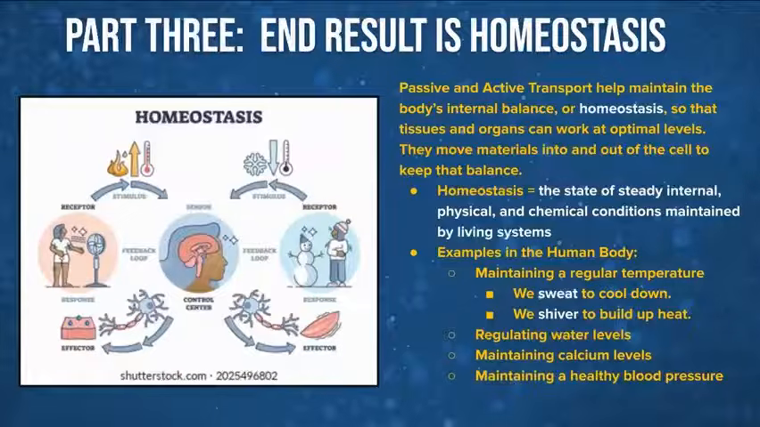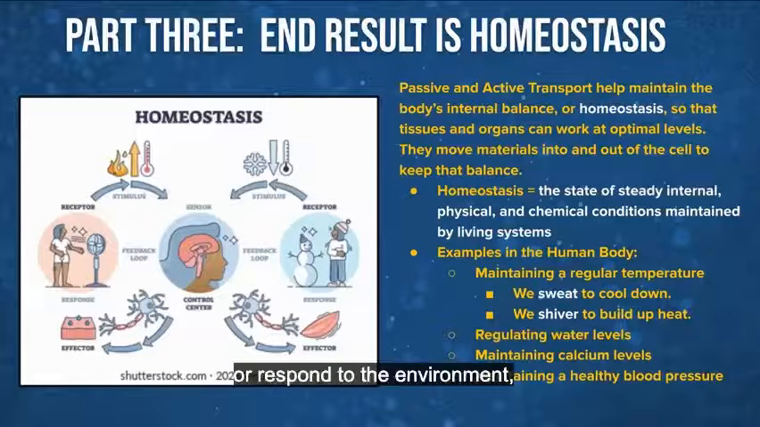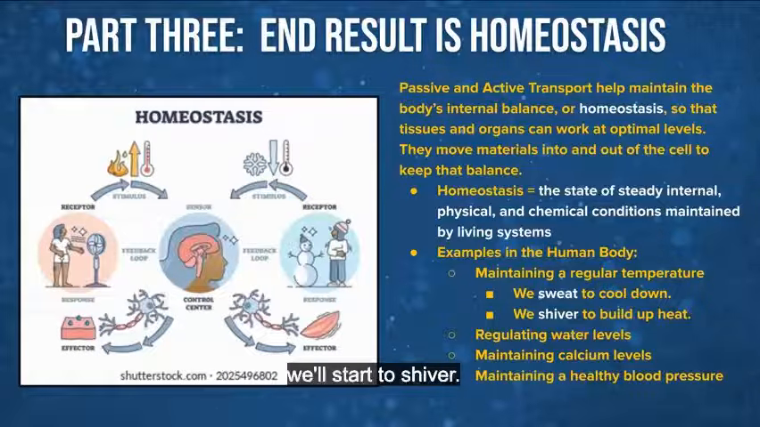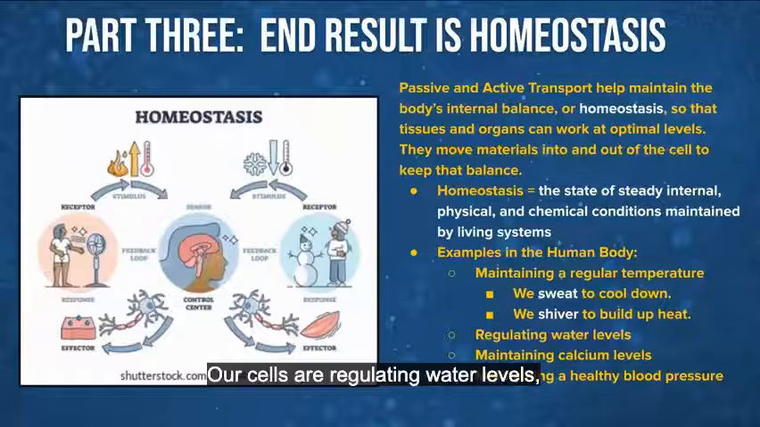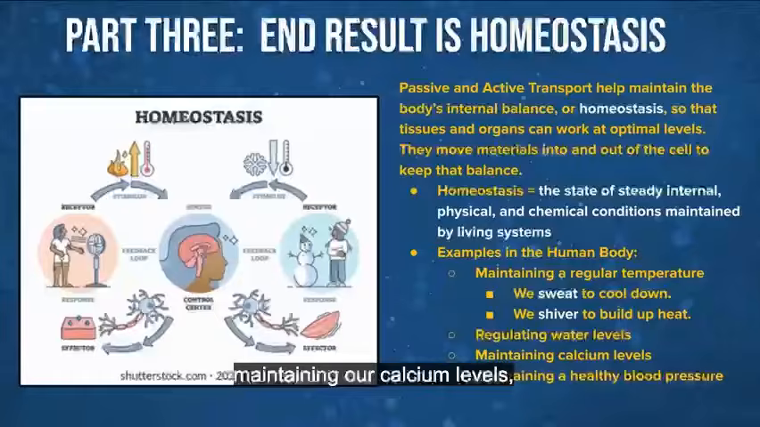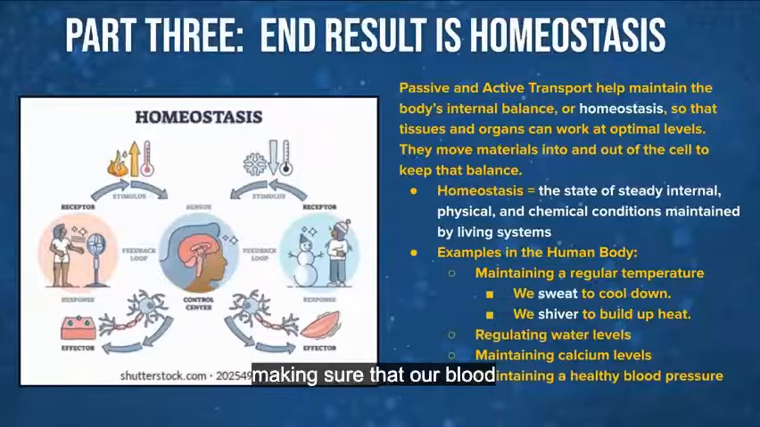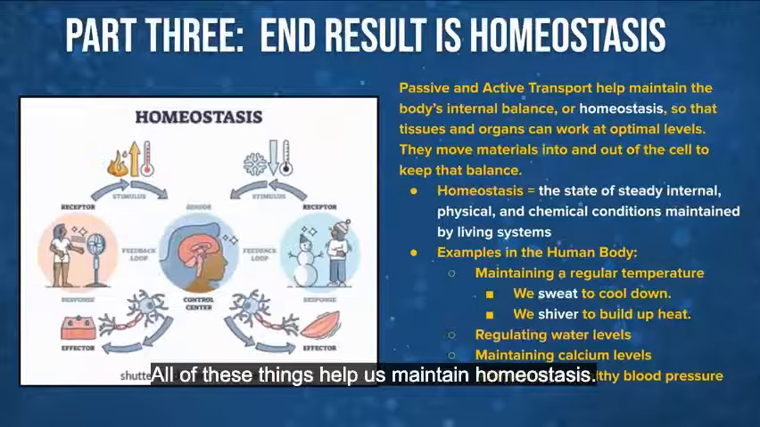Unit 1. If it is cold outside, we maintain homeostasis or respond to the environment, we'll start to shiver. If it's hot outside, we'll sweat to cool off. Our cells are regulating water levels, maintaining our calcium levels, making sure that our blood pressure is good. All of these things help us maintain homeostasis.